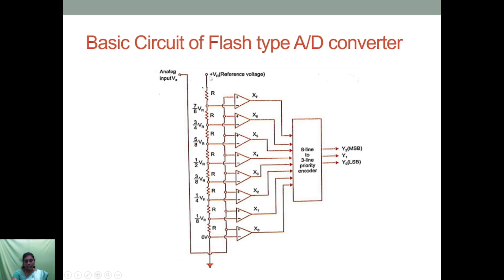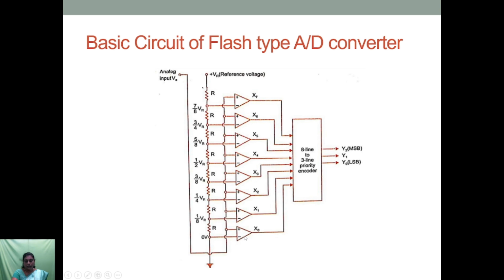For example, suppose you have an input reference voltage of 10 volt, at this point if you measure, you will have 5 volt, that is half of VR. Similarly, at this point 5/8 VR, and here 6/8 VR, and 7/8. If you measure this point, 8/8 VR, that is the total reference voltage we will have.